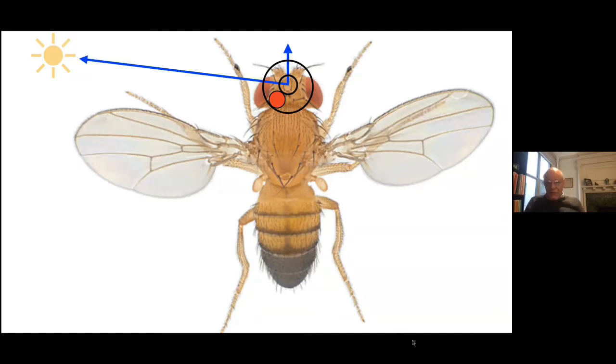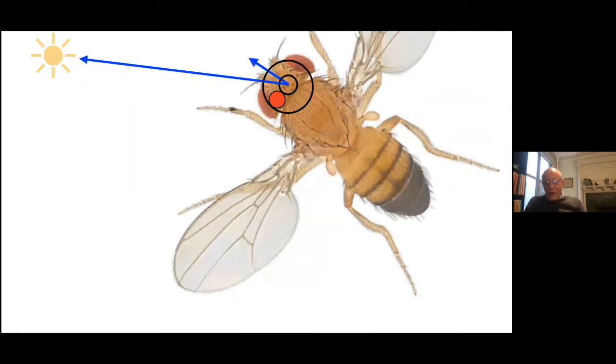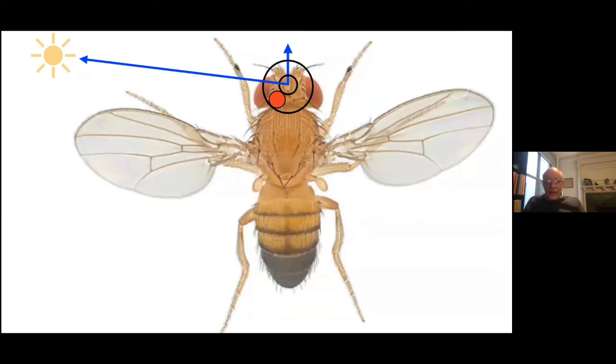And what that means here is if the fly turns, that hot spot of activity, the red dot, turns in the fly's brain, but it actually remains stationary in the world. So that's just going to hold a fixed thing, just like a compass needle would if it was in your hand and you turned, it would still keep pointing towards the north.